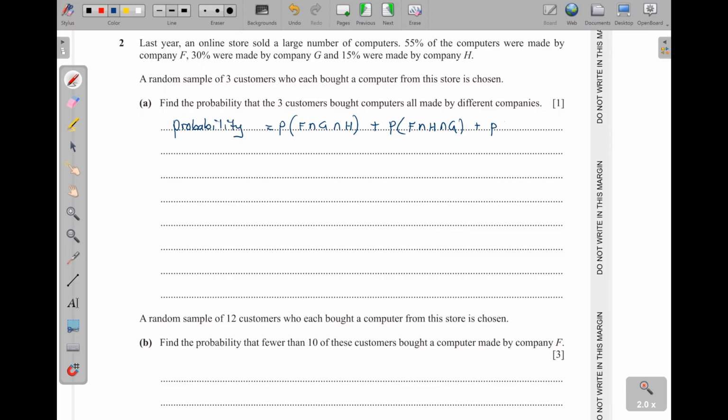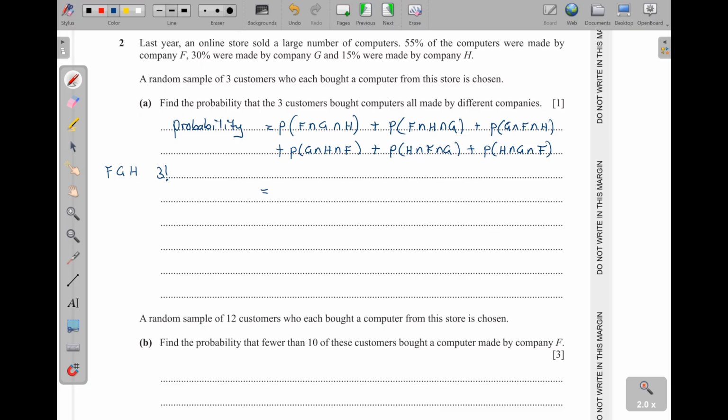We can also have G, then F, then H. Then we can have G, then H, then F. Then we can have another one. The first one picked is H, then F, G, and then lastly H, then G, and then F. In other words, we are arranging F, G, and H. This is the same as 3 factorial, which is 6.